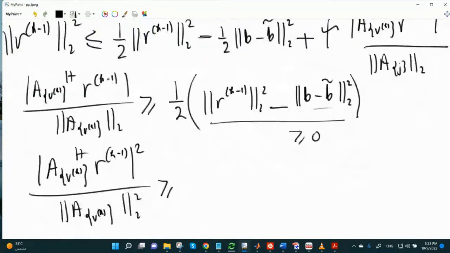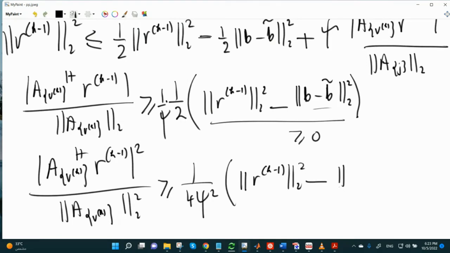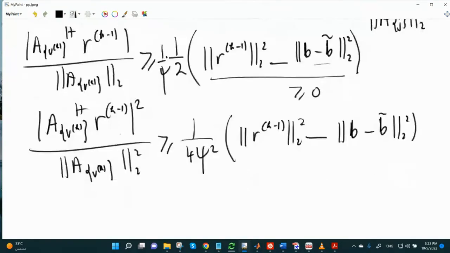I think I forgot this psi guy. So here also we have 1 over psi. So this will be 1 over 4 psi squared, 1 L2 norm squared minus b tilde squared. So now we have an upper bound on this guy, or if we multiply both sides of this inequality by -1, then we have a lower bound on this guy, and if we multiply both sides of this inequality by -1, we will have an upper bound on the negative of this guy.